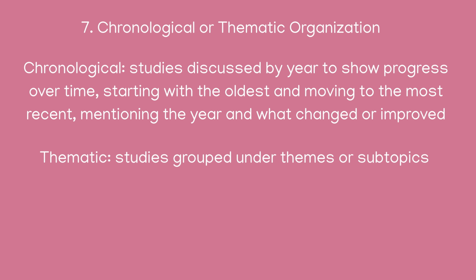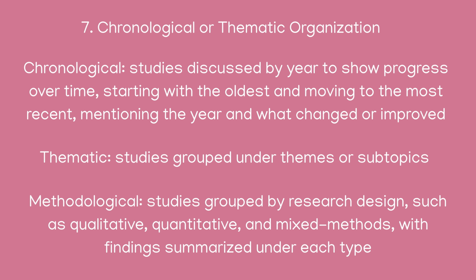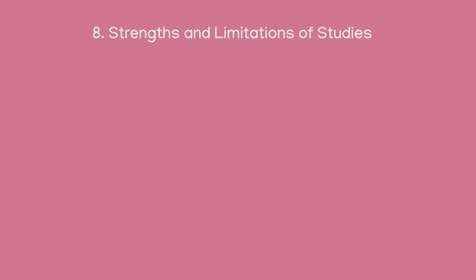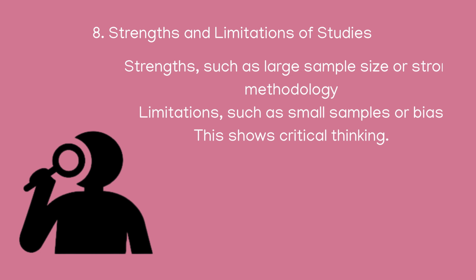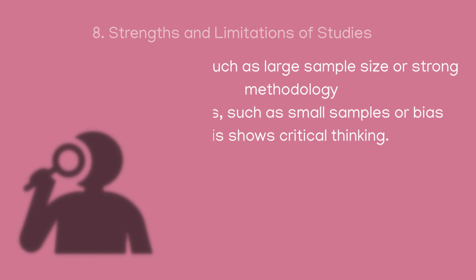Thematic. Studies grouped under themes or subtopics. Methodological. Studies grouped by research design. For example, discuss qualitative studies first, then quantitative studies, and then mixed method studies. Under each group, summarize findings from that type of research. 8. Strengths and limitations of studies. A good review briefly mentions strengths, such as large sample size or strong methodology, and limitations, such as small samples or bias. This shows critical thinking.